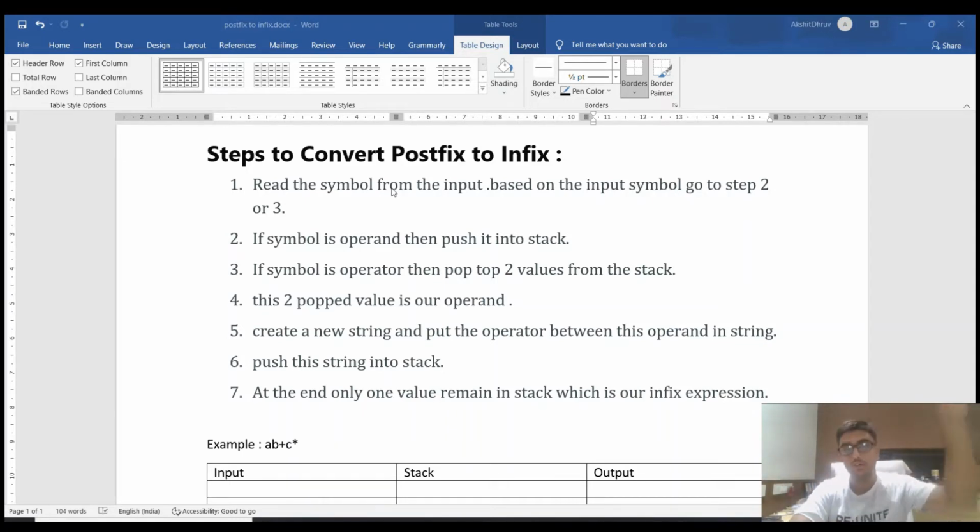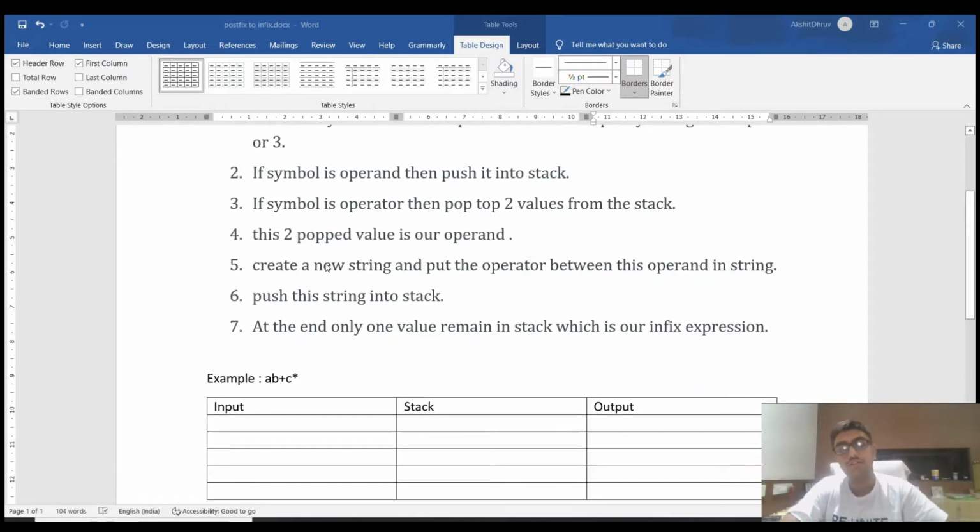We will remove those 2 elements, and after that we will add that operator in between those 2 operands. Right? What I am telling is, we get the 2 elements out of the stack, and whichever operator came, we put it in between those operands. After that we will create a new string with the operator between the operands, and push this string into the stack.